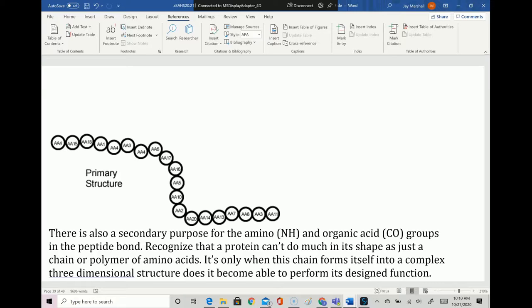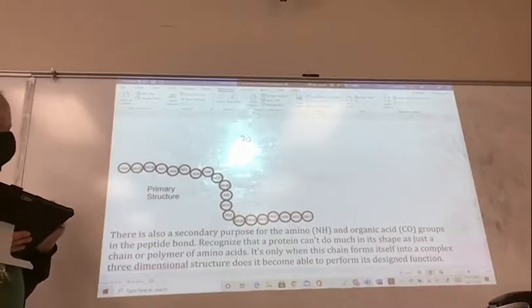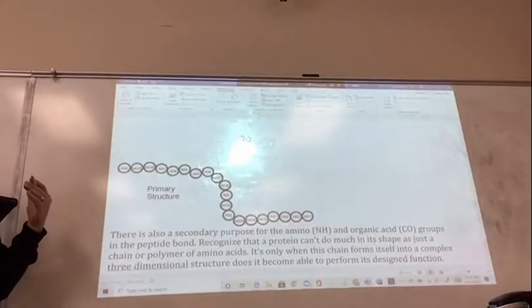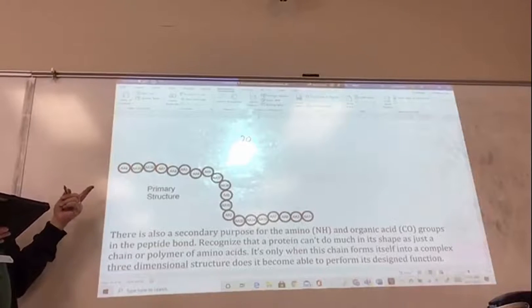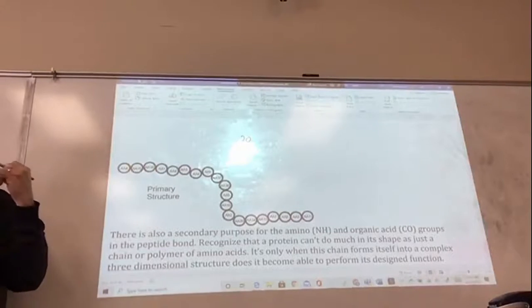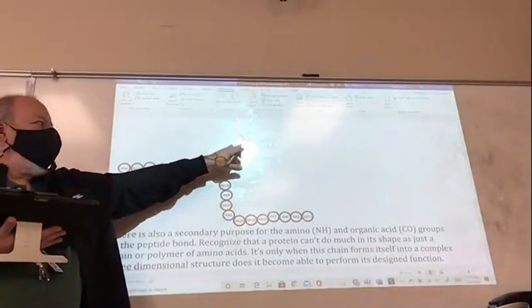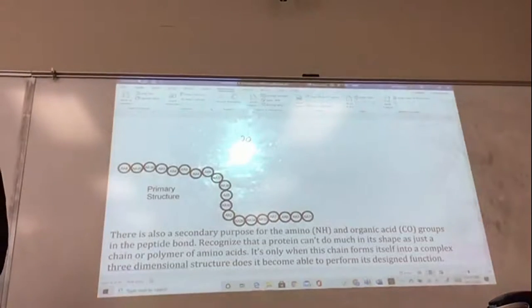But let's think about something. If I have 20 different amino acids, and I'm going to call anything that has amino acids in it a protein, if I just have one amino acid, how many different proteins would I have? If I just had one amino acid be the protein, but I have 20 different amino acids, how many different proteins could I make? 20, right? Each one would be a protein, okay?